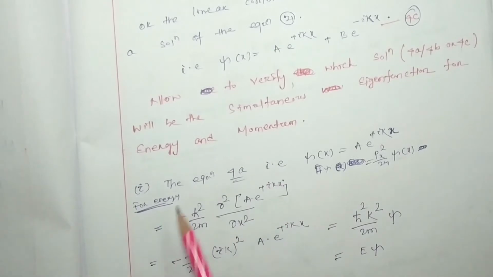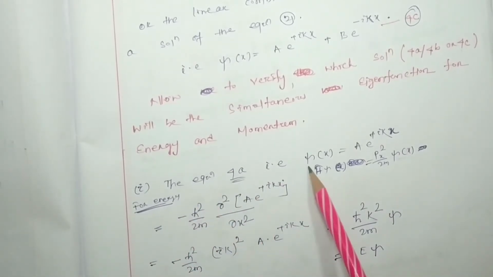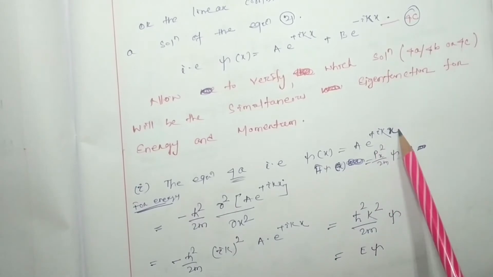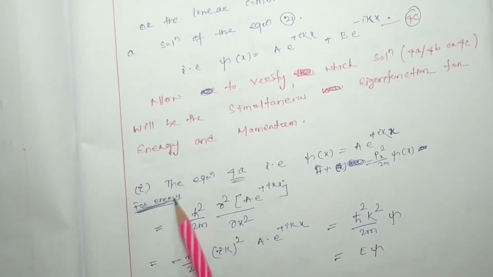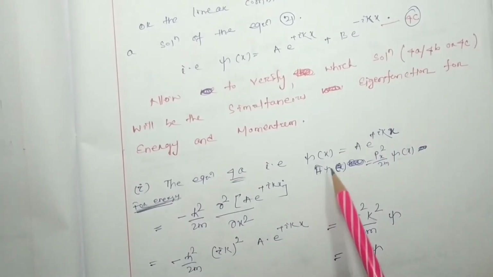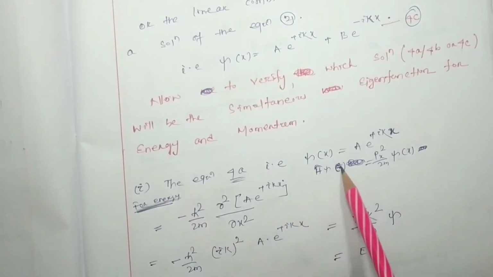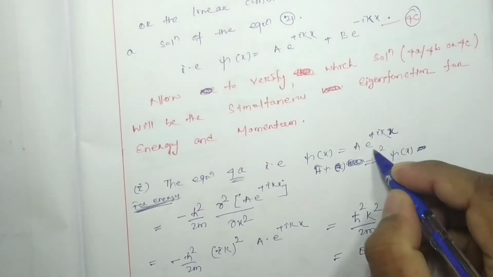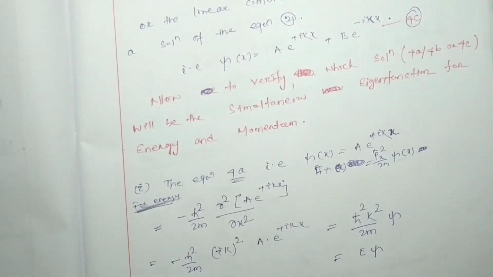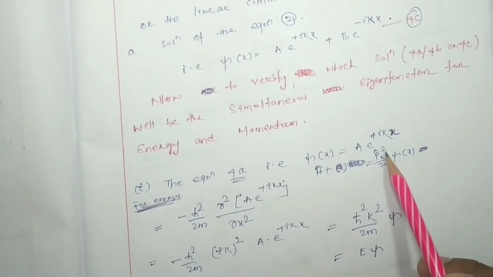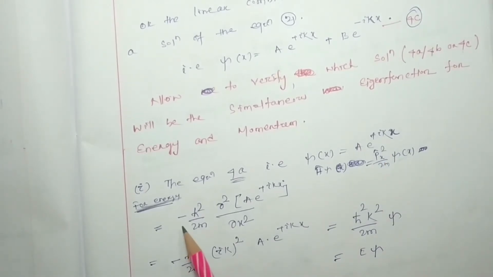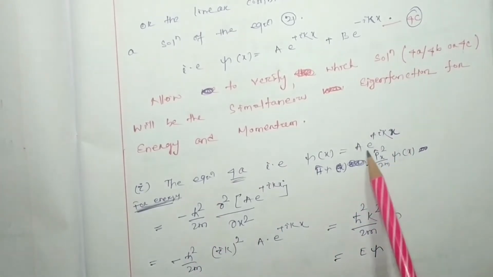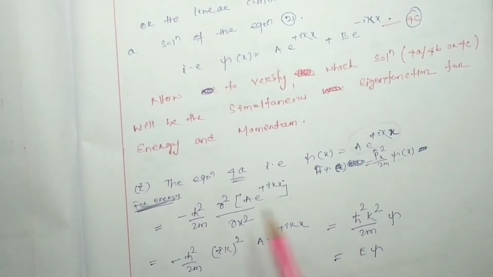First we have to consider the 4a solution, that is psi x equal to a e to the plus ikx. For energy, we know that the eigenvalue equation is H cap psi x equal to Px cap square by 2m psi x. Px cap square by 2m will be written as minus h cross square by 2m del square by del x square, acting on psi x, which we have considered as a e to the plus ikx.